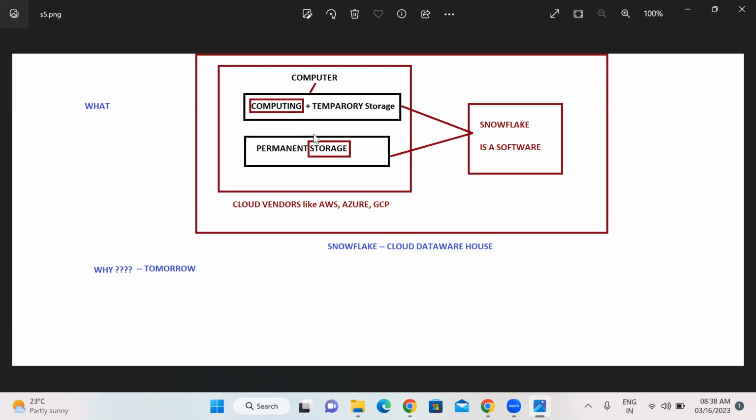In olden days, computing and storage would be in one place as one node. Node means one server. In your laptop, you have computing and you have permanent storage. But nowadays, we call both as separate individuals. CPU, computing power is separate, whereas storage is separate. Got my point? Yes, sir.